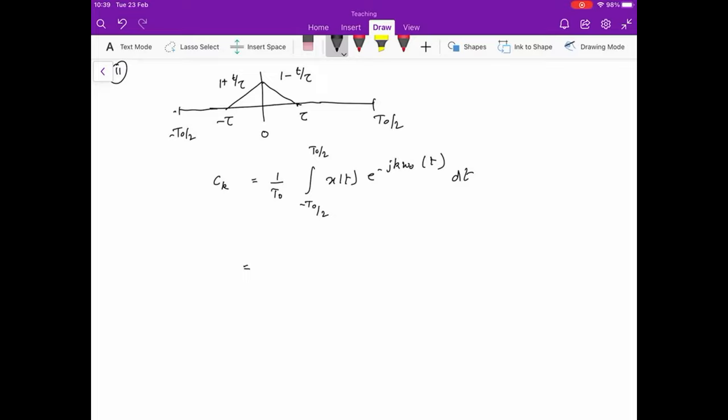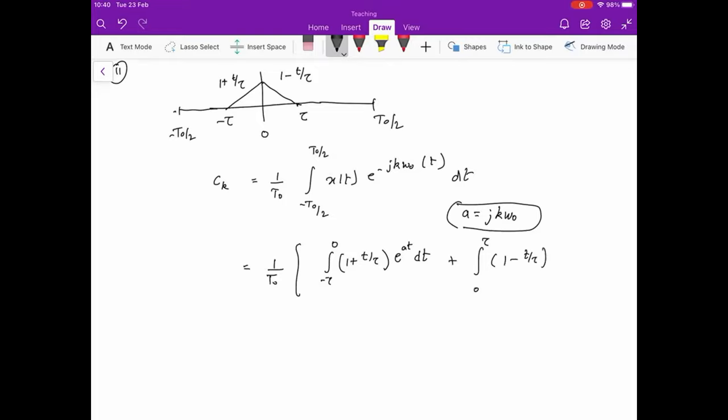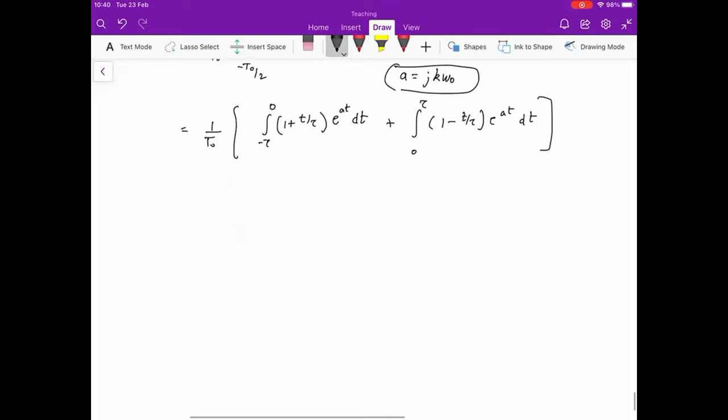Okay, so if you go back to the equation, we're going to plug this in. And so we get one over T naught. And then this one over here is going to be integral minus tau to zero. And then the function over here is one plus t over tau e to the, let me just define something over here. I'm just going to say A equals jk omega naught because I don't want to keep writing it. That's just a convenient thing. And I'll call that e to the at dt, plus, and here's the other integral, zero to tau, one minus t over tau e to the at dt. And that's the function we have over here. So we just need to compute these two integrals.